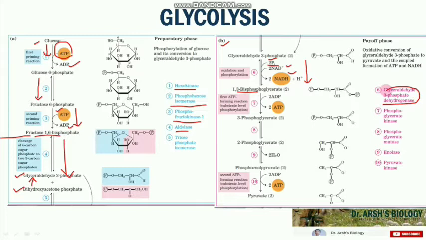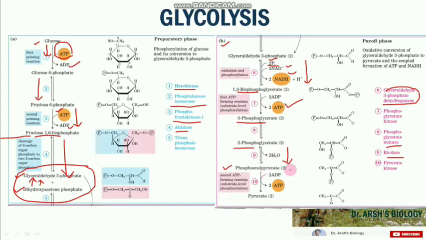Now this 1,3-bisphosphoglycerate is dephosphorylated to 3-phosphoglycerate, releasing 2 ATP molecules. Here the number is 2 because we can see that in stage 2, 2 glyceraldehyde 3-phosphate are formed. Now the 3-phosphoglycerate is converted to 2-phosphoglycerate by the action of a mutase enzyme, which is a kind of isomerase. And this 2-phosphoglycerate is further converted to phosphoenolpyruvate by the action of enolase enzyme, which is a kind of lyase category of enzyme.